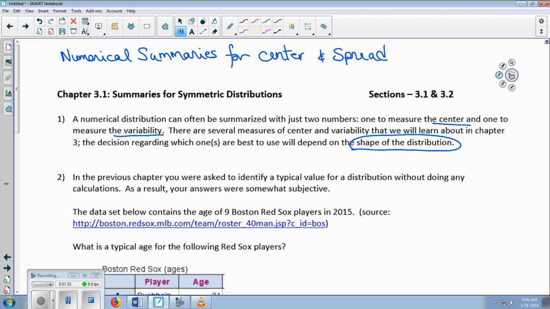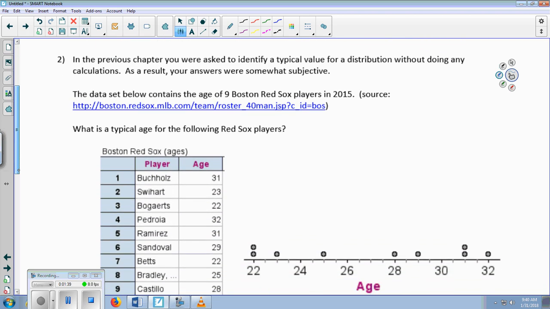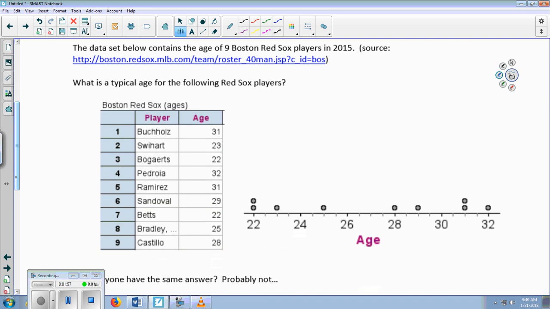In the previous chapter, we just looked at our distribution to determine which was a typical value or where the center of the distribution is. Obviously, that would be somewhat subjective, and so today we're going to talk about how to quantify the center of a distribution. The data set below contains 9 Boston Red Sox players from 2015. It's the age of the players. So the variable we're looking at is age, and our observational unit for this data set is Boston Red Sox players.